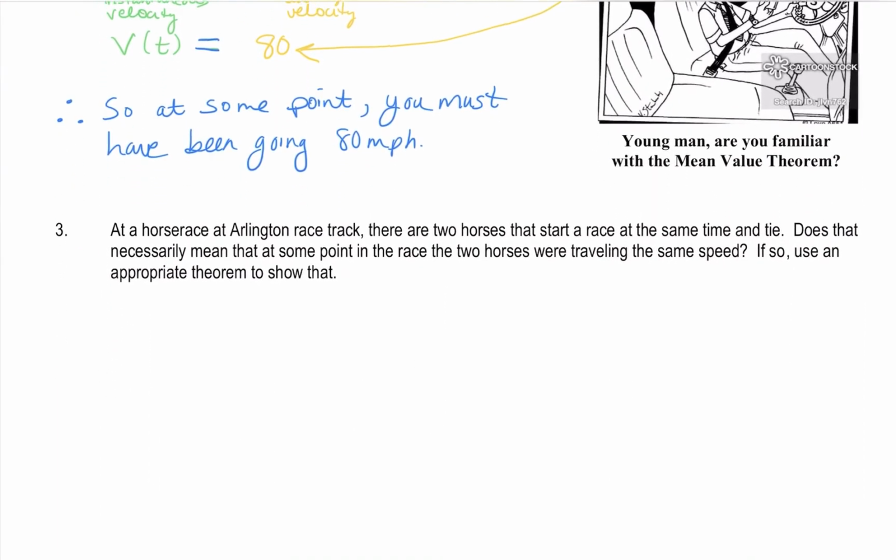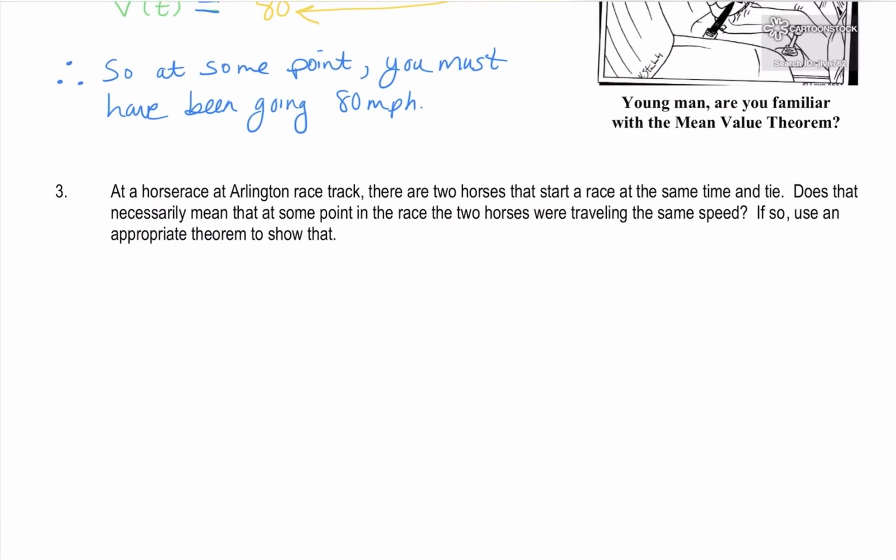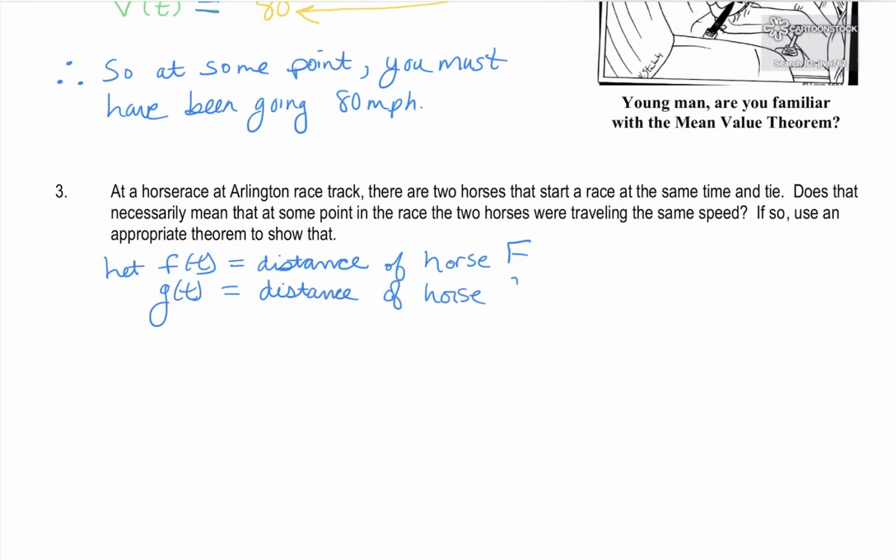All right, so with this one, let's start off and define a couple of functions here. Let f of t be the distance of horse F. And let g of t equal the distance of horse G.